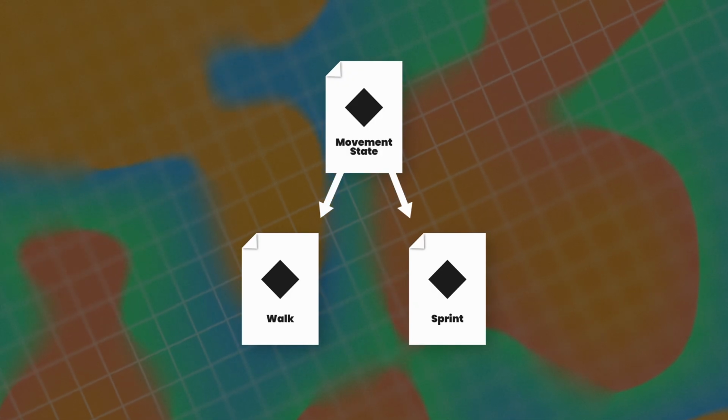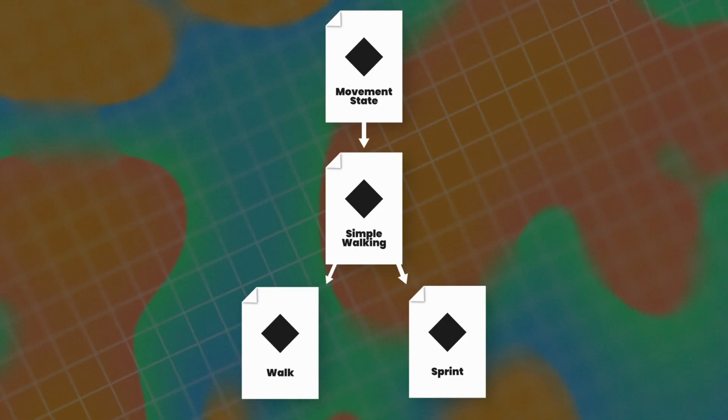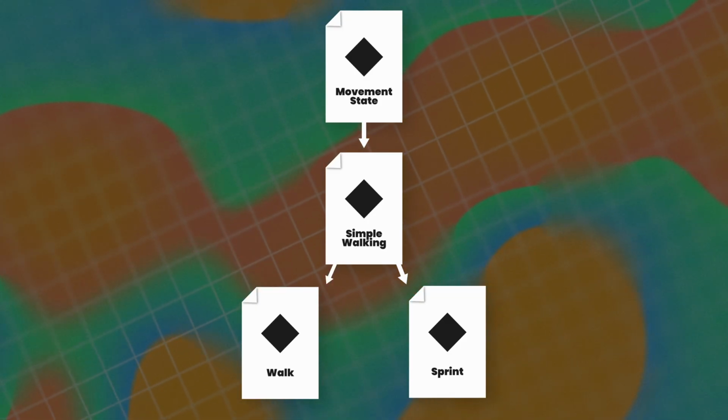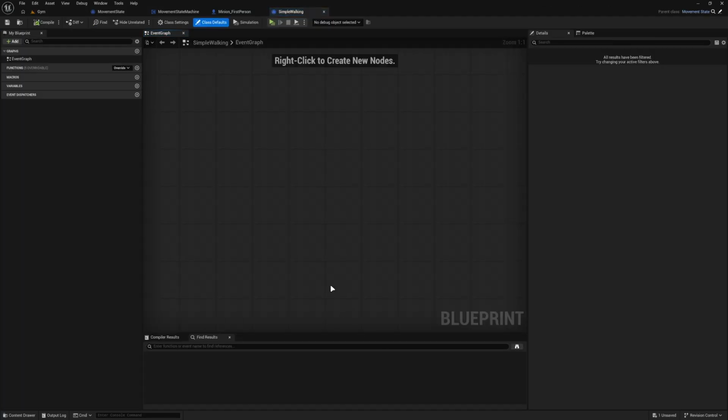A lot of states, like walking or running, use similar code. So I'll create a parent class for those two called SimpleWalking that handles all of that walking logic, and we don't need to have boilerplate code on each state. Create a child blueprint class of movement state called Simple Walking. All we want to add in here is moving our character with WASD controls.